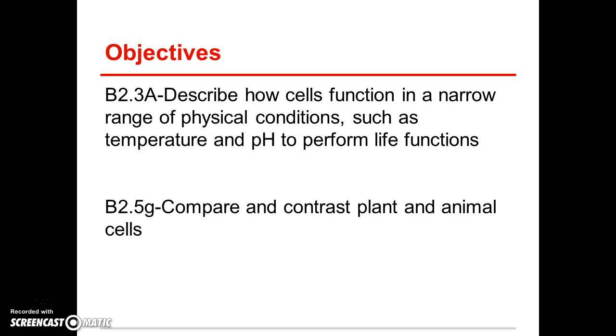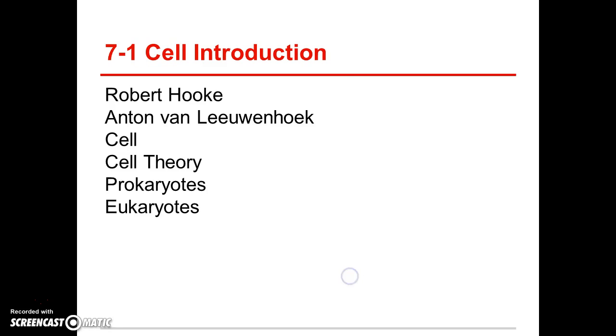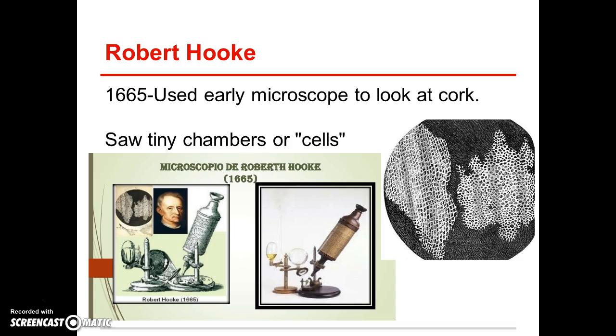You're going to compare and contrast plant and animal cells. You're going to be able to relate cell parts or organelles to their actual function for the cell. You'll be able to explain the role of the cell membrane as a highly selective barrier, looking at how things move through it, and such. Okay. Vocabulary words. These would be great flashcards: Robert Hooke, Anton van Leeuwenhoek, cell theory, prokaryote, and eukaryote. Of all three segments in this unit, this one is the shortest one. So we're going to start with a little history.